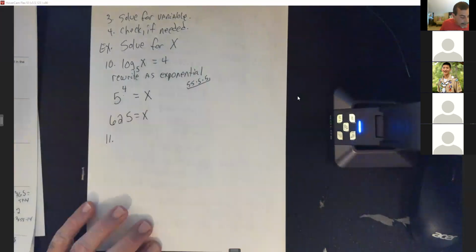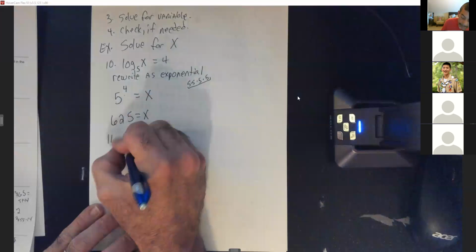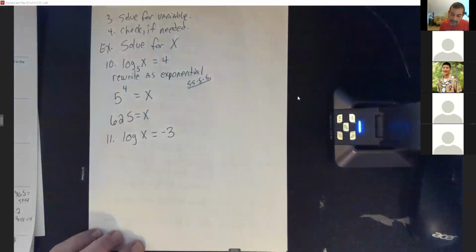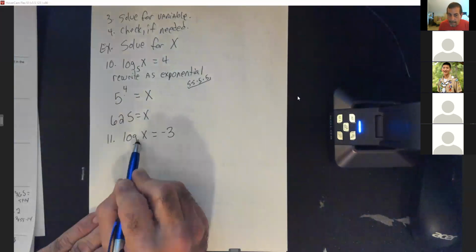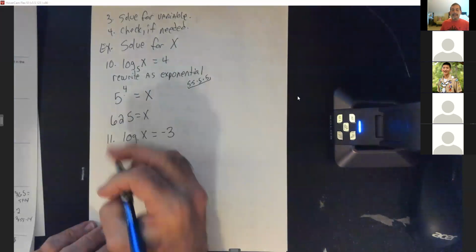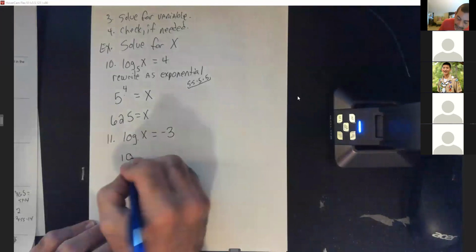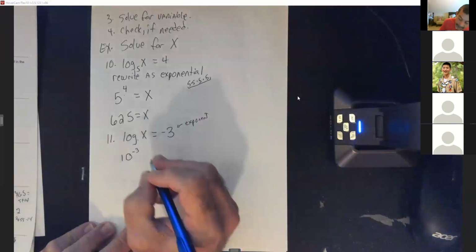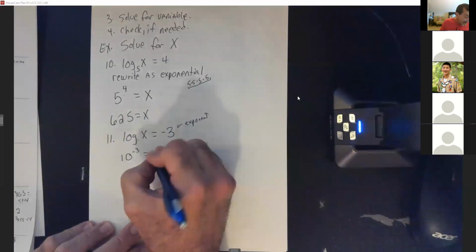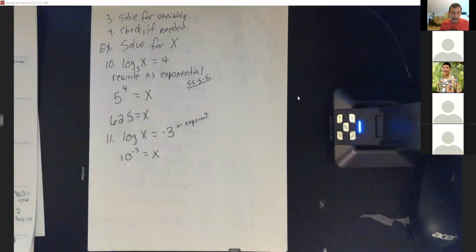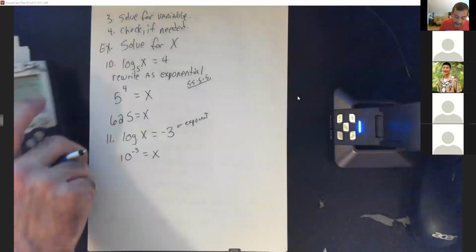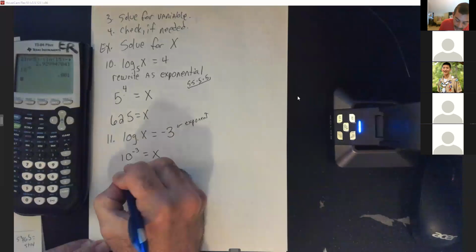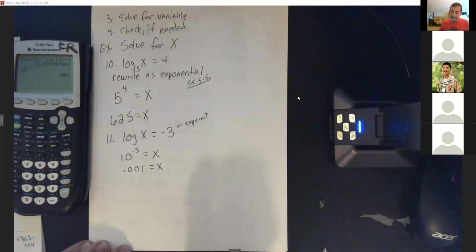So I sort of like these ones too. So watch this one. Log of x equals -3. So you got to remember one thing. If there is not a number shown for the base, it's a 10. So I got my base. My exponent is my -3. And 10 to the -3 is going to equal my x. Alrighty, so let's see. We can punch that on the calculator. 10 to the -3rd is going to give me 0.001 as my x. Okay?